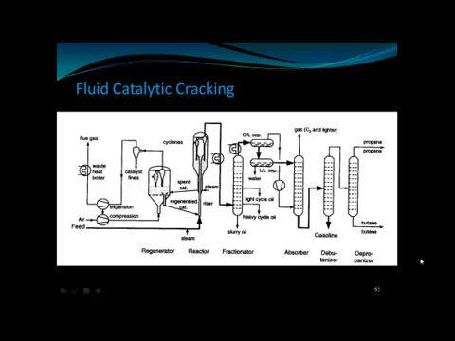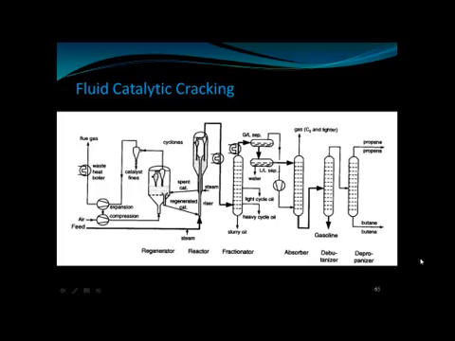So this diagram shows the typical FCC unit. Here you can see the different units: the regenerator, then the reactor, then the fractionator, absorption, debutanizer and depropanizer. The debutanizer and depropanizer will separate the butane and propane separately.